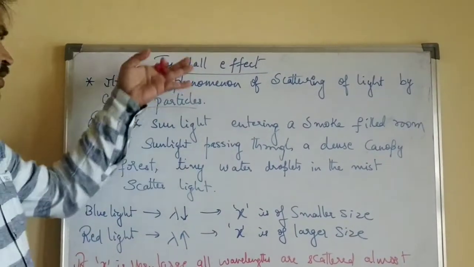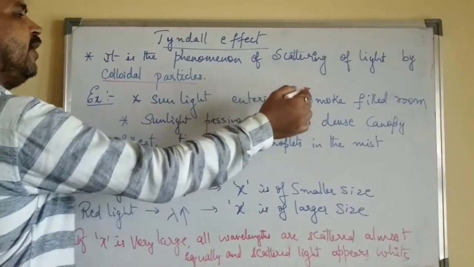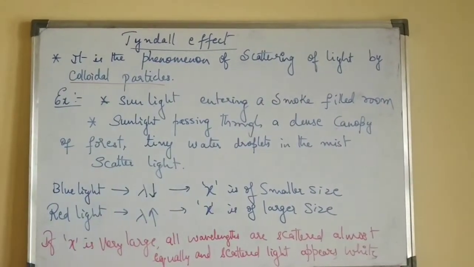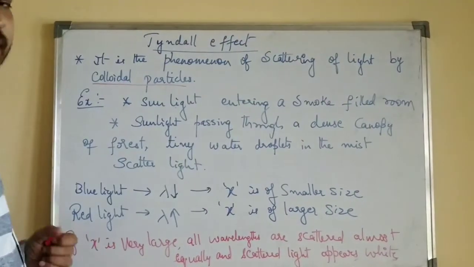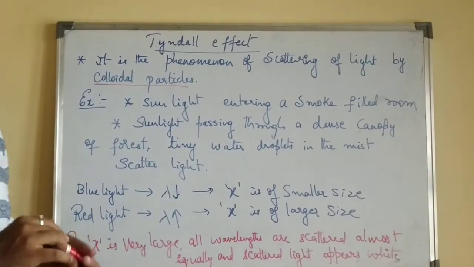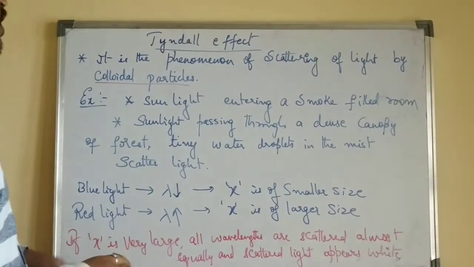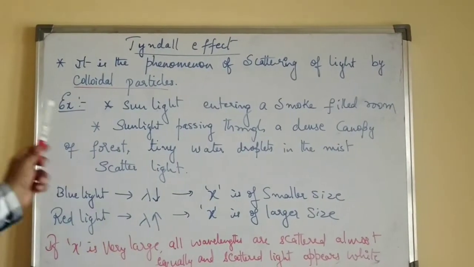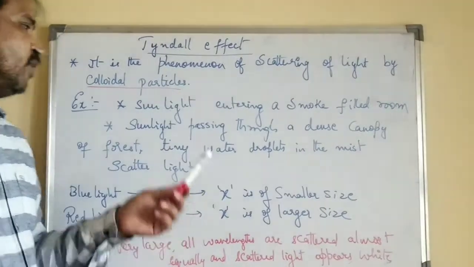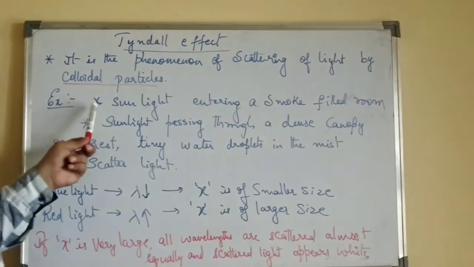Now, what are the examples of the Tyndall effect that we can see here? The sunlight entering a smoke-filled room. Whenever a room is filled with smoke, when a small fine beam of sunlight is made to enter, within the path of that sunlight we are able to observe the particles of smoke clearly visible when that light is passing through the room which is filled with smoke. Okay, so that is the first one.